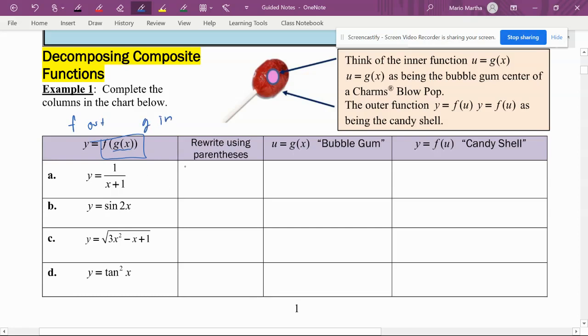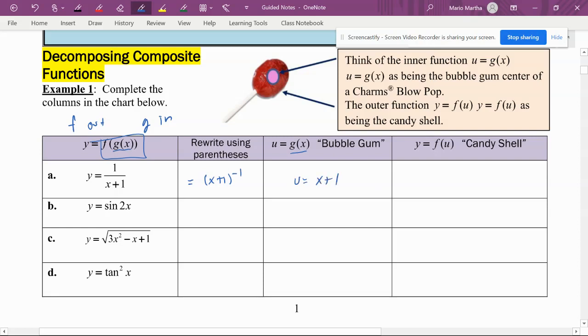So rewrite using parentheses. Again, first thing we want to do is set this equal to. So you want to make sure that if you see anything that's a fraction like this one, you want to rewrite it with a negative exponent. So x plus 1 raised to the negative 1. And then here you want to identify the bubble gum, right? The internal function. What is the inside one? Which in this case is u or g of x. So we can say u is equal to x plus 1.